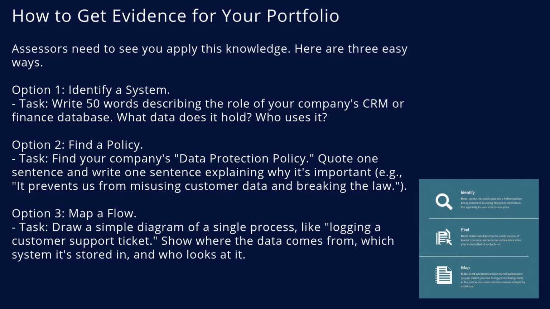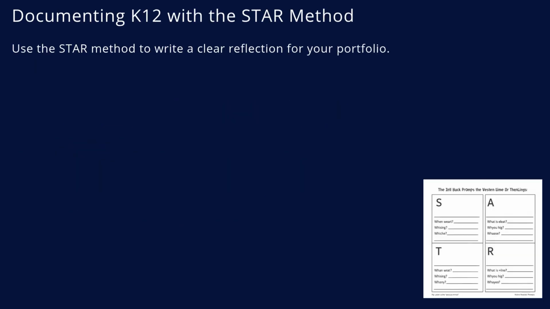Third, map a flow. Take a simple process like raising an IT support ticket and draw a simple box and arrow diagram showing where the data goes. Any of these is a perfect, concise piece of evidence for K12. To make your evidence count, structure it using the STAR method. It tells a clear story that assessors can easily mark.